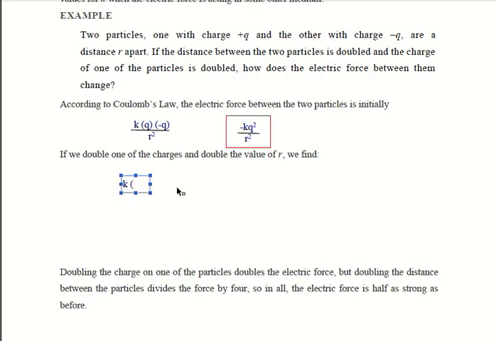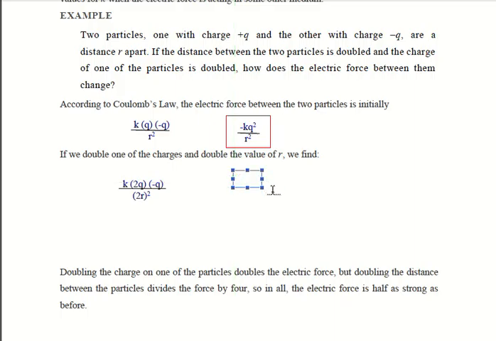So let's double this positive one first. K times 2Q times negative Q. And our distance goes to 2R. So let's do the same thing we did in the last one. Let's go through and clean that up a little bit so we can compare them.